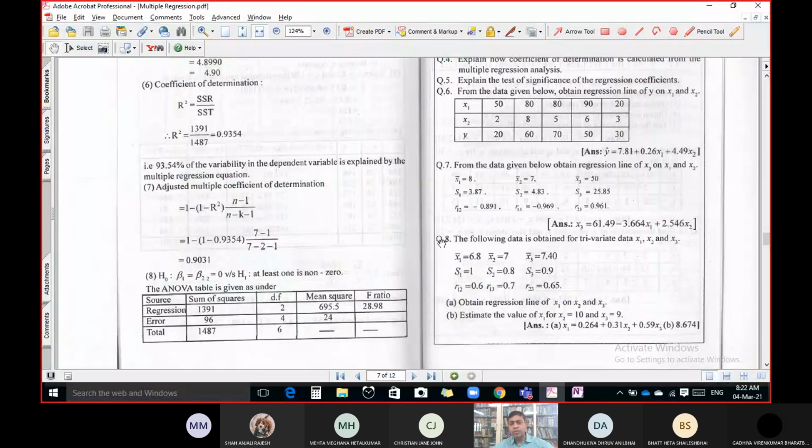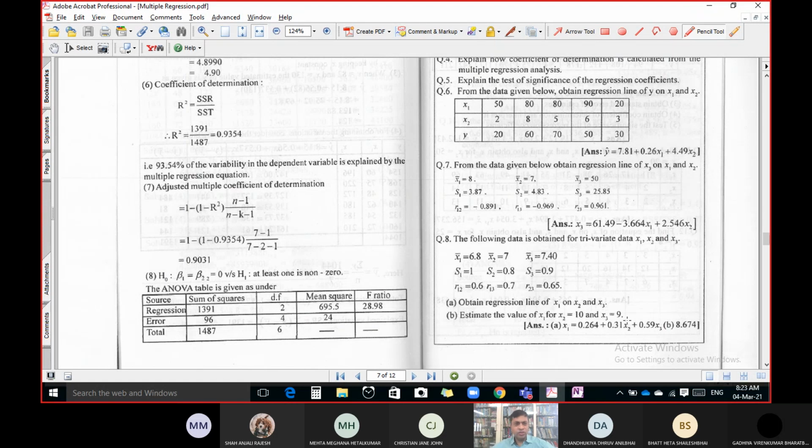See question number 8. The following data is obtained for, instead of bivariate, it is trivariate, meaning there are three variables: X1, X2 and X3. And what information do we have? X1 bar, X2 bar, X3 bar, S1, S2, S3, R12, R13, R23. And the question is: obtain the regression line of X1 on X2 and X3 and estimate the value of X1 for X2 equal to 10 and X3 equal to 9. So this is the question.